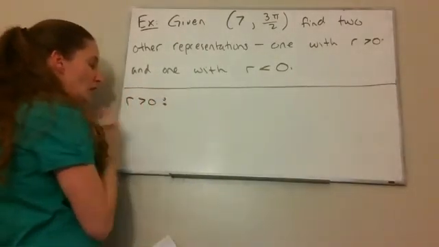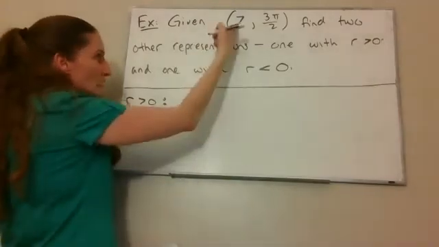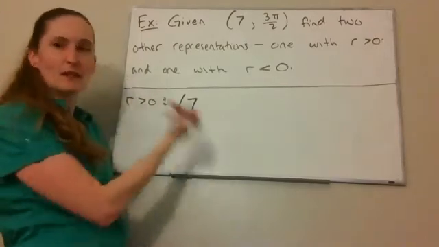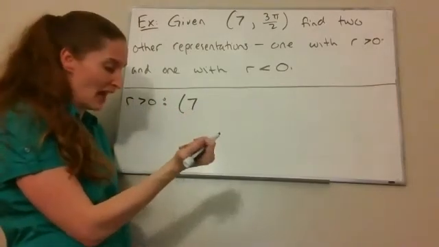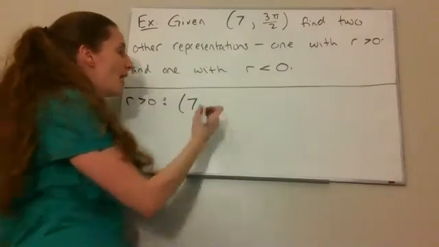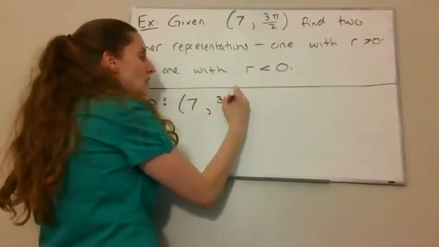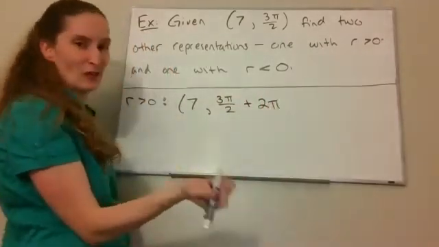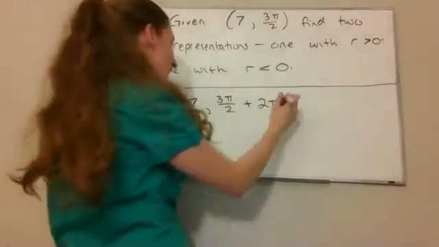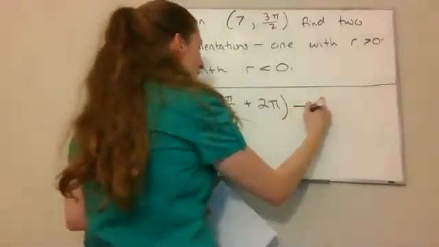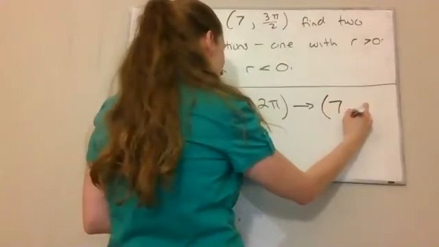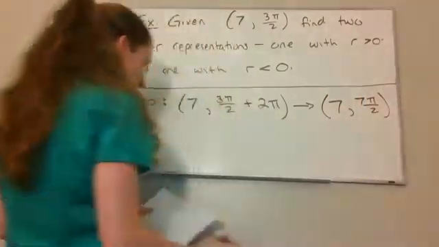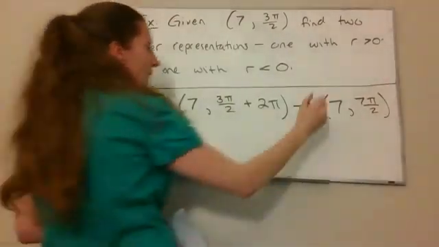So when r is greater than 0, and I already have r greater than 0, I know my r is staying the same. So this is the first case we were talking about, where we can add an even multiple of pi to our angle. So I'm just going to add 2π to the angle, because that's just the first even multiple of pi I can think of. If I simplify this, I get (7, 7π/2) as another representation of the same point.